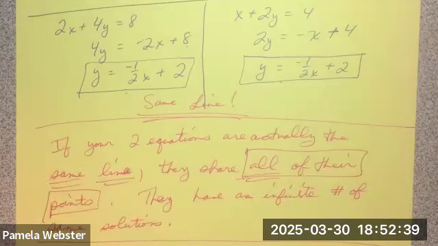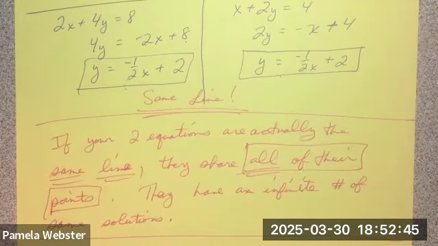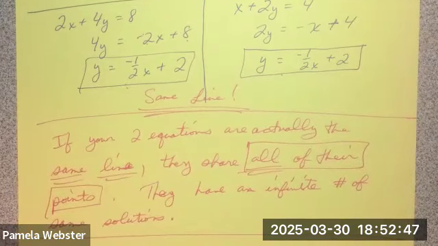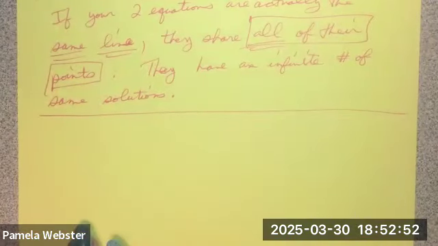But if you don't remember that, then graph it. It's fine. Okay. So that's your special case number 2. Occasionally you'll say, ooh, they have all the same points. Okay. Because they are the same lines. That's what happens there.